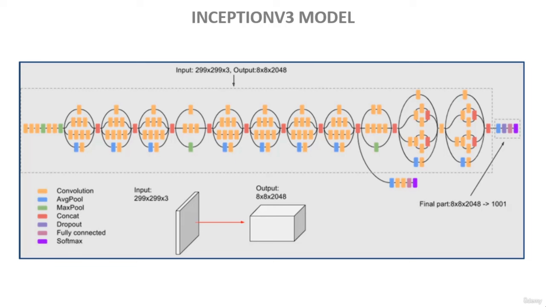The network has an image input size of 299 by 299, and the model extracts general features from input images in the first part, as we can see on the diagram, and then classifies them based on those features in the second part, as you can see in the diagram displayed on the screen. From an implementation perspective, the model is made up of symmetric and asymmetric building blocks, including convolutions, average pooling, max pooling, concats, dropouts, and fully connected layers. Batch norm is used extensively throughout the model and applied to activation inputs, and loss is computed via softmax activation function.